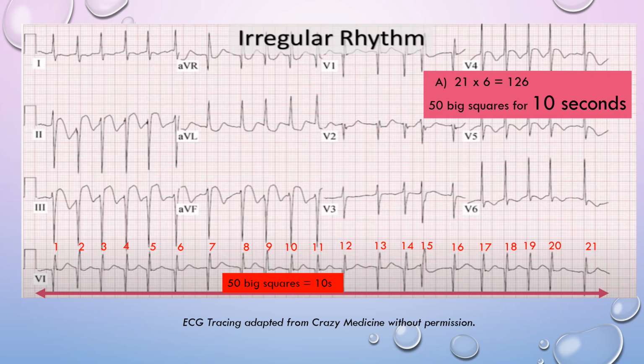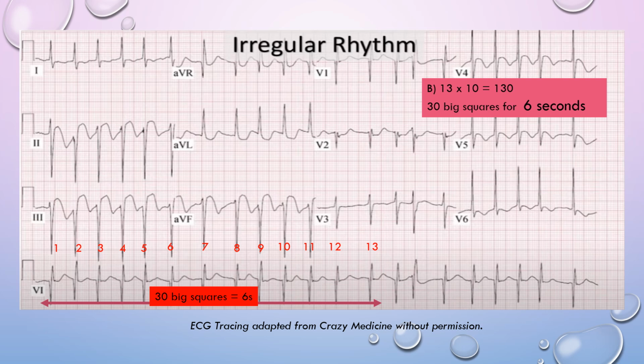So this is an irregular rhythm. As you can appreciate, the RR peaks are irregular. They don't come at the same time. They fall at different times. So in this one, we have 50 big squares, which gives us 10 seconds. And I have numbered the number of R peaks that we have there, 21 of them. So in order for me to get a 60-second reading, I have to multiply 21 by 6.